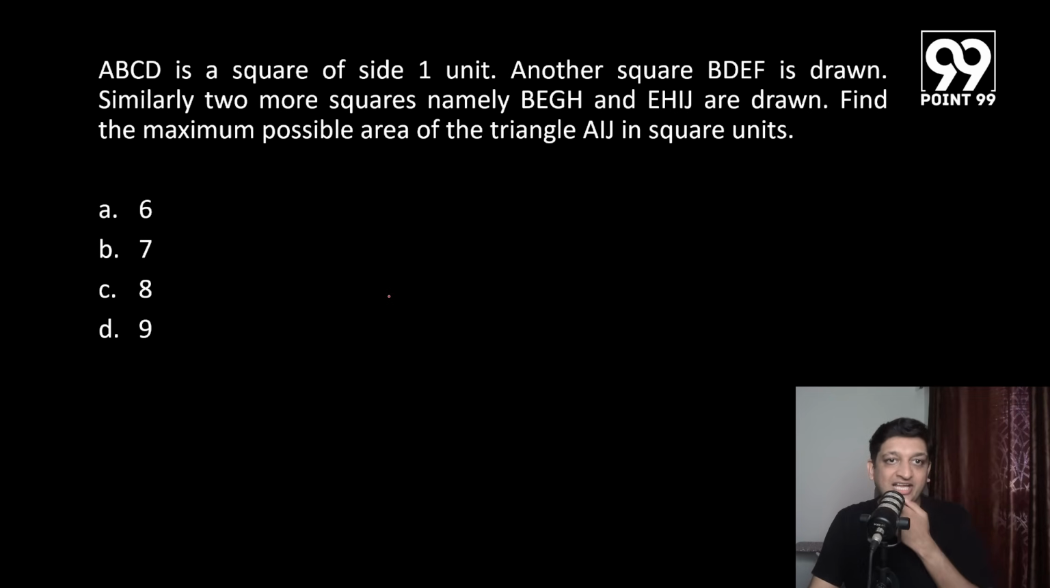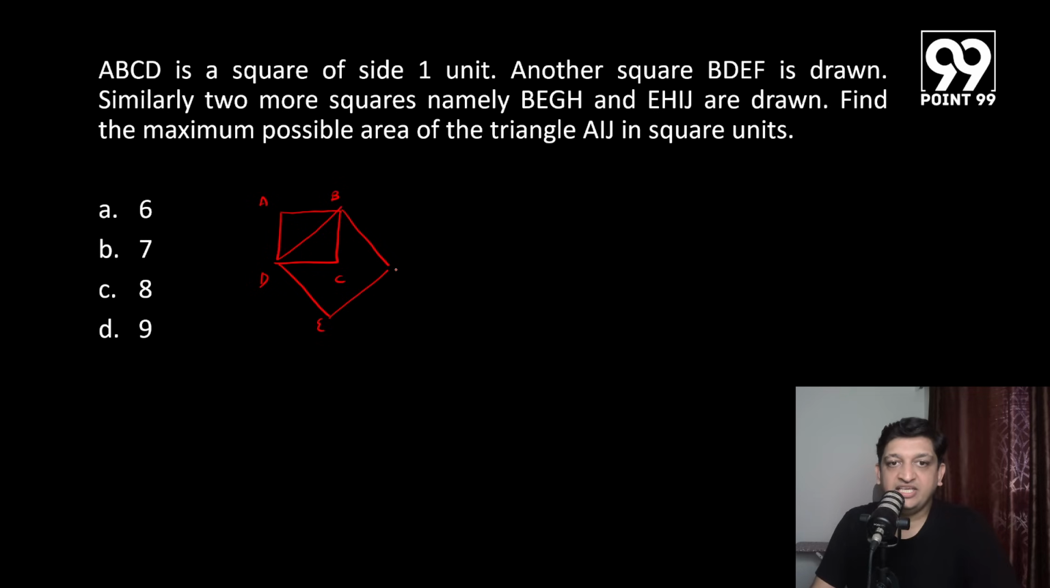So first of all, ABCD is a square of side 1 unit. So let's draw it like this. Let's say this is ABCD. So I'll just write ABCD here. We also have another square BDEF. Now BD is the diagonal of this square. So we are supposed to draw another square BDEF. So we will draw it something like this. So this is BD, this will be E, and this will be F.